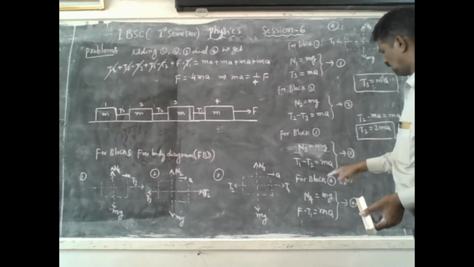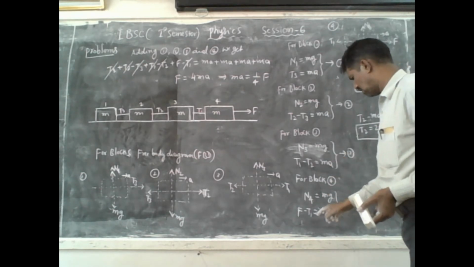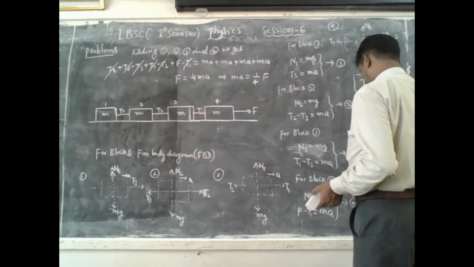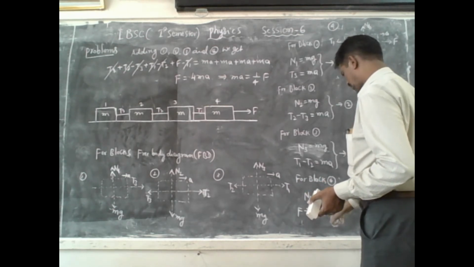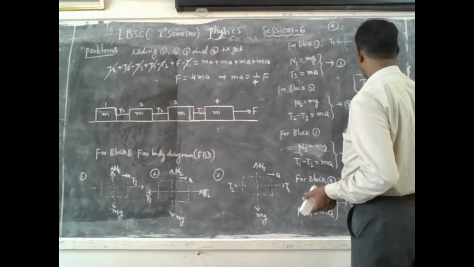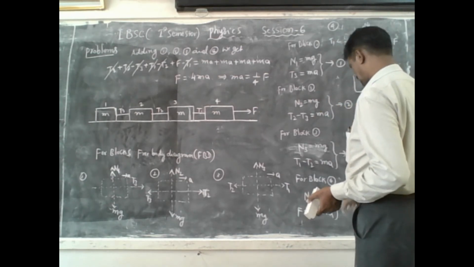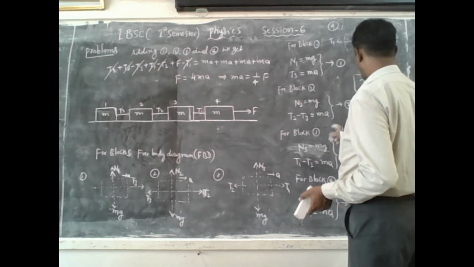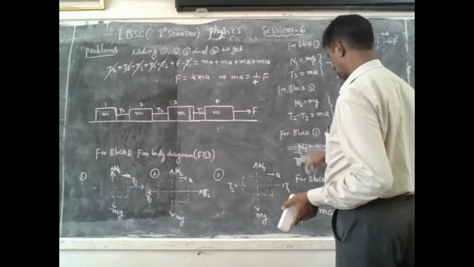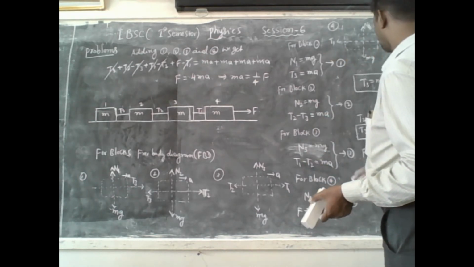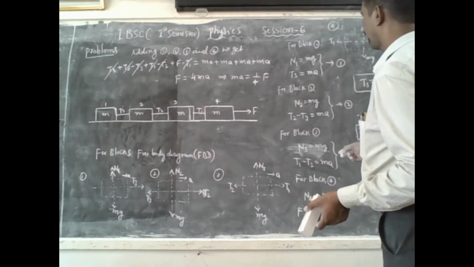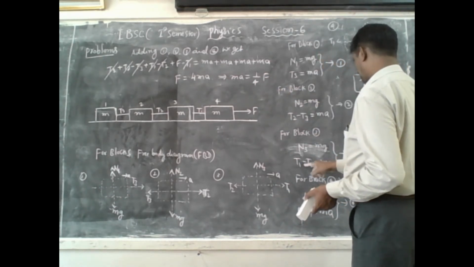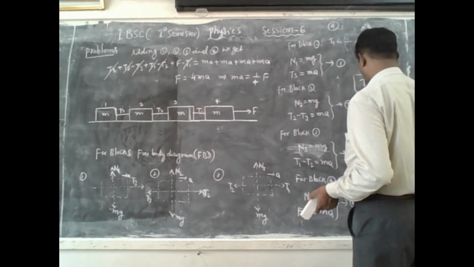T3 is equal to MA, isn't it? So one more thing is there. We have to find T1 here from F. F minus T1 is equal to MA, and MA equals 1 by 4 F. T1 minus T2 is equal to MA. Therefore T2 is equal to 2MA.